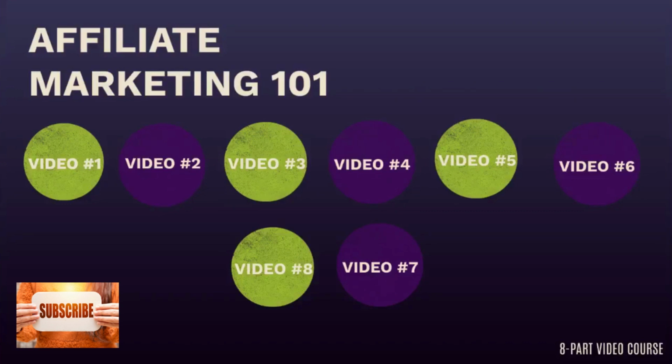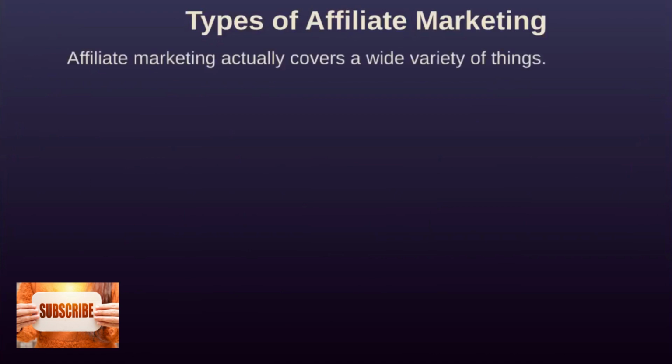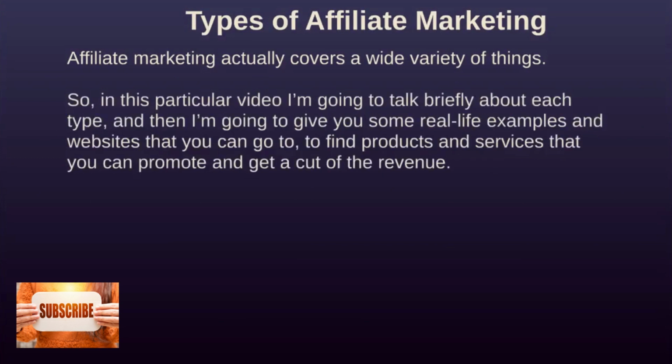Hello and welcome to video number 5, and in this particular video we're going to talk about types of affiliate marketing. Affiliate marketing actually covers a wide variety of different payment structures. What I want to do in this video is talk briefly about each type, and then give you some real life examples and websites that you can actually go to and find products and services that you can promote and get a cut of revenue based on that type of affiliate marketing.